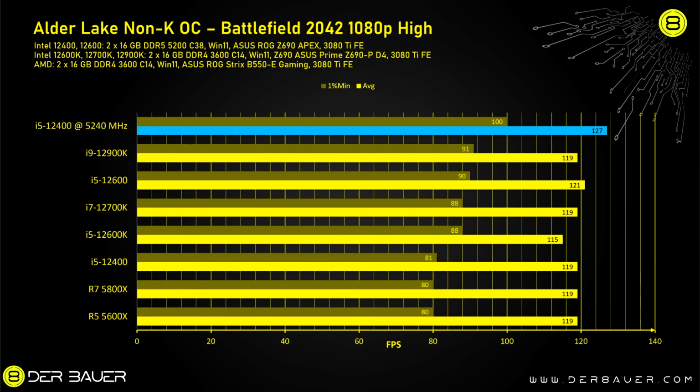Core i9-12900K. It should be understood that on the way to overclocking there is a need to buy an expensive motherboard. In addition, you will need a powerful cooler.